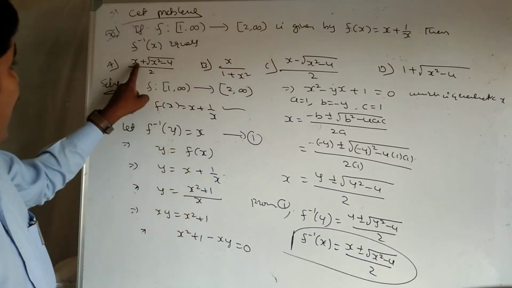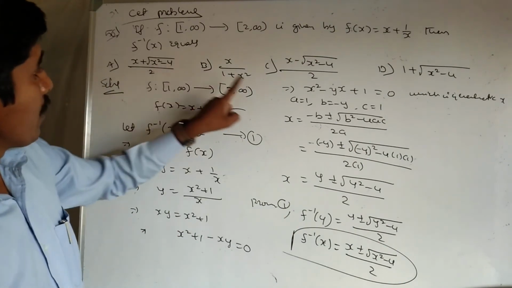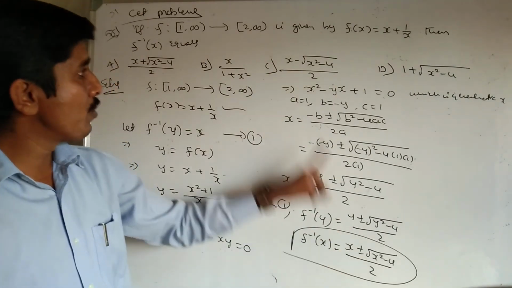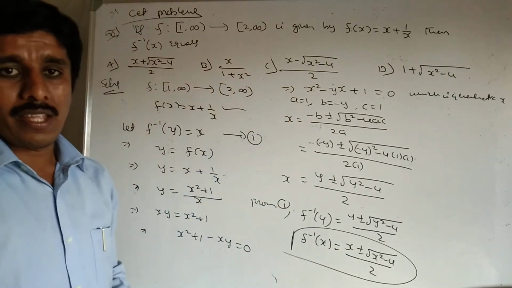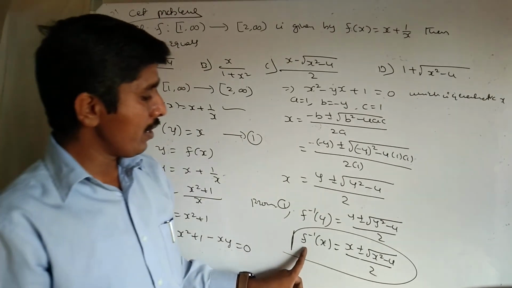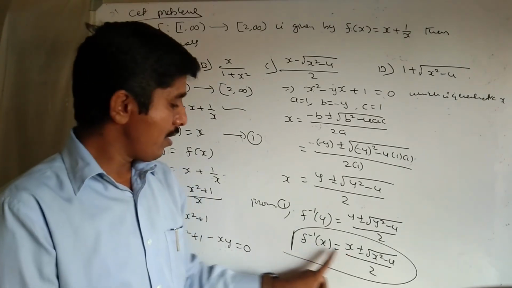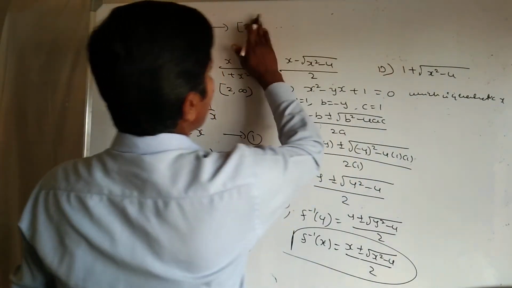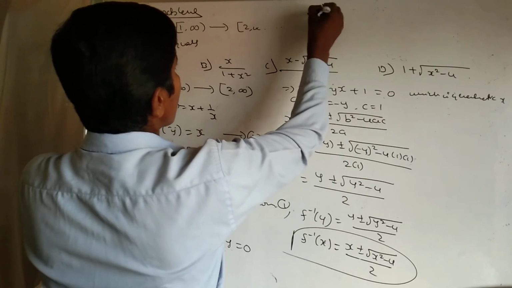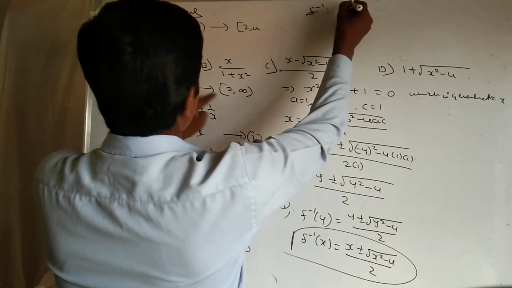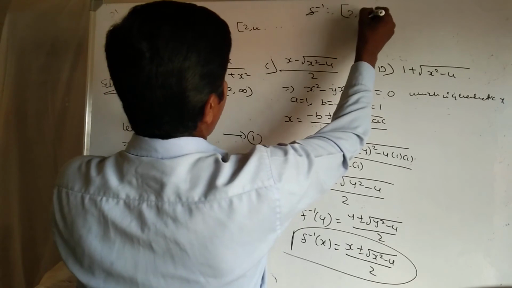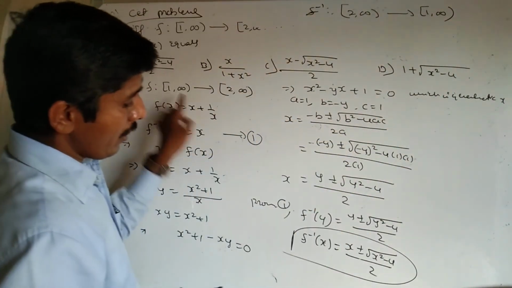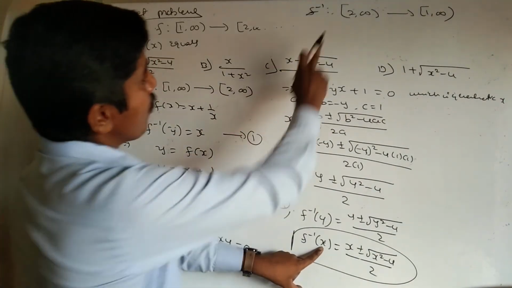But the first option is x plus root of x square minus 4 by 2, then x by 1 plus x square, and the third option is x minus. Then which is the right option? Either A option or C option. Be careful. By taking some values we can verify. Here f is defined from the domain [1, infinity) to [2, infinity), so f inverse is defined from the domain [2, infinity) to the codomain [1, infinity). Substitute some domain values here.